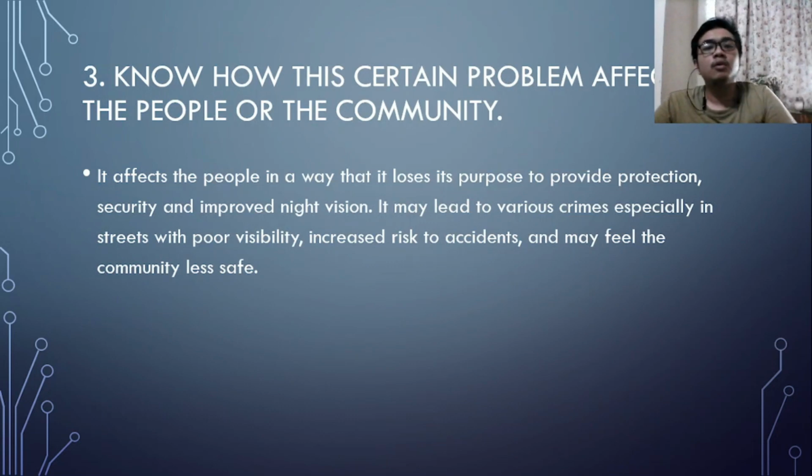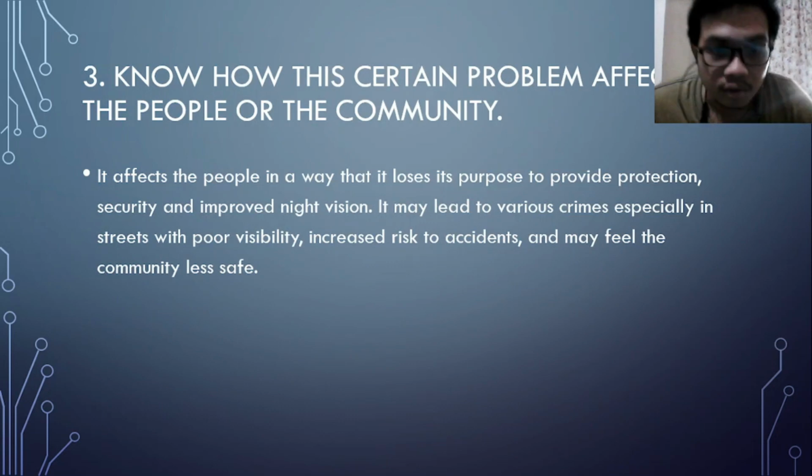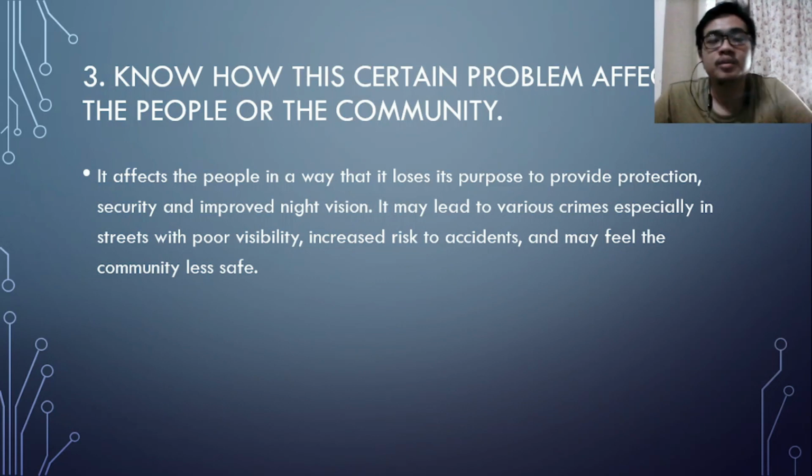So number 3, know how this certain problem affects the people or the community. It affects the people in a way that it loses its purpose to provide protection, security, and improved night vision. It may lead to various crimes, especially in streets with poor visibility, and increased risk of accidents that may make the community, the people around it, less safe due to lack of night vision.